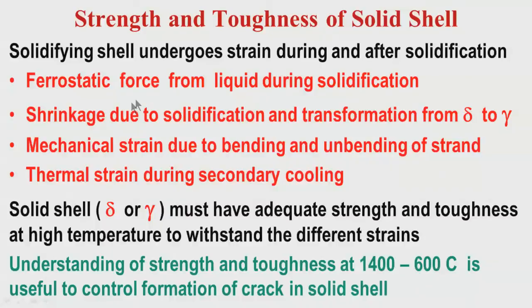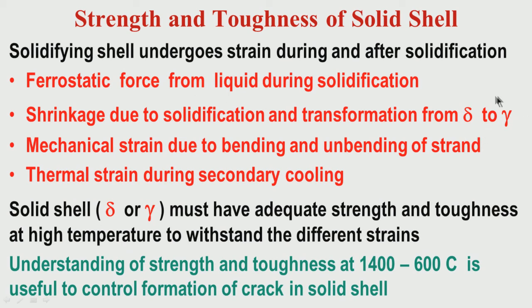But if the solid shell cannot withstand some of the strains, whether it is ferrostatic, shrinkage, mechanical strain or thermal strain, they are getting created at different temperature zones. All are not valid at all temperature zones. So at different temperature zones, different strains are getting created. For example, ferrostatic force is valid only till solidification. After solidification, it is no longer there. Then solidification shrinkage is valid only during solidification. After solidification, there is no solidification shrinkage.